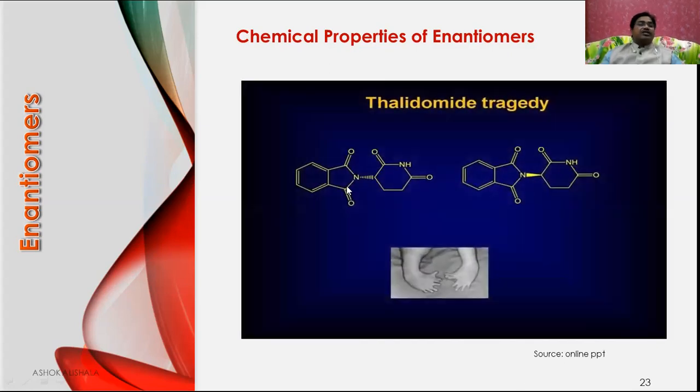When one enantiomer works effectively, the other does not. In Europe it was sold heavily, and it was observed that when pregnant women took the mixture, that is the racemic mixture of thalidomide, the children were born with deformed limbs. In this way, the racemic mixture or the configuration of the enantiomer is very important in therapeutic use.